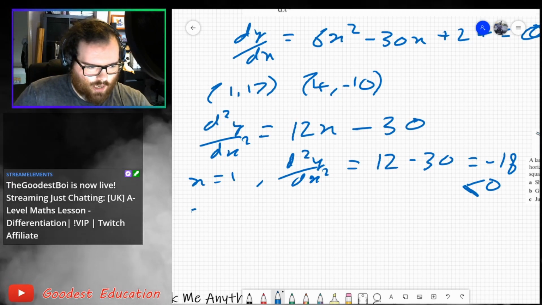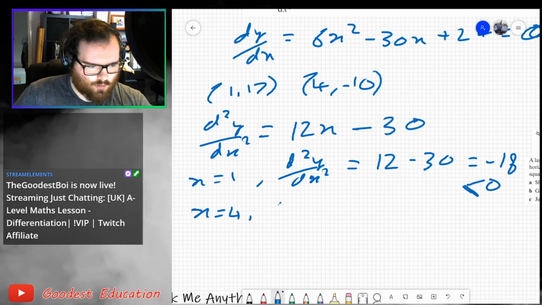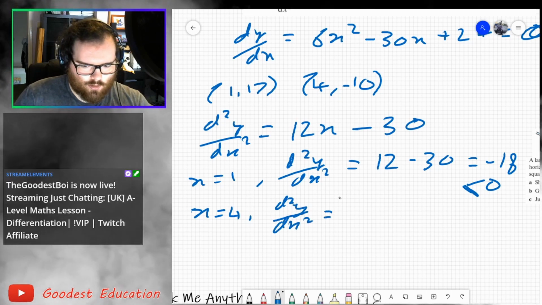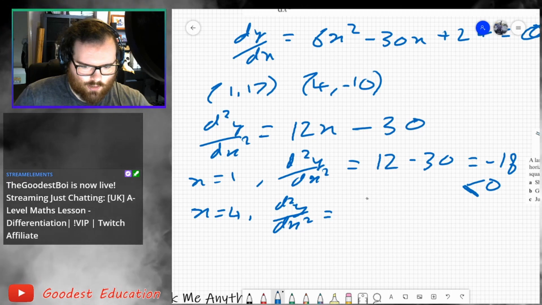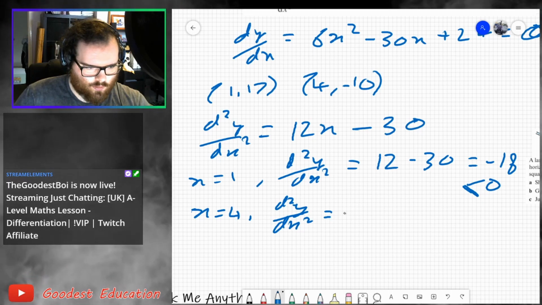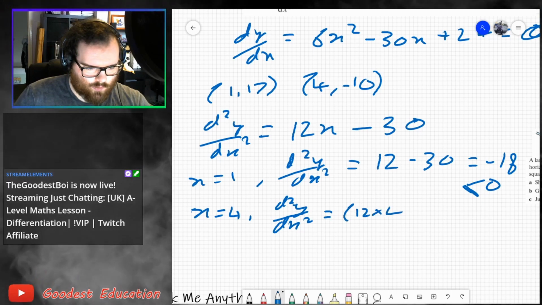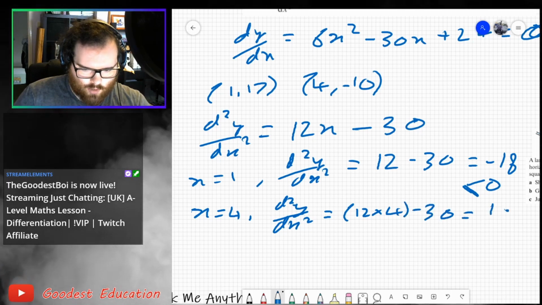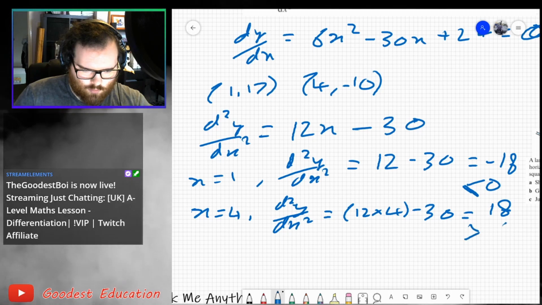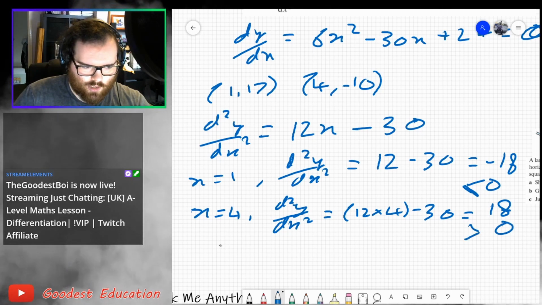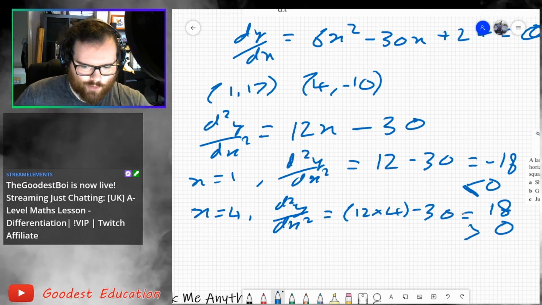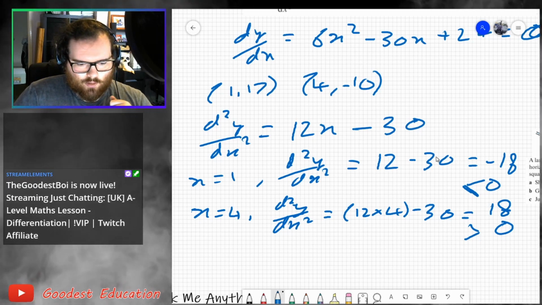So for x is equal to 4, d squared y over dx squared is equal to 12 times 4 minus 30, which is equal to positive 18, which is more than 0. So therefore, this is a local minimum point.